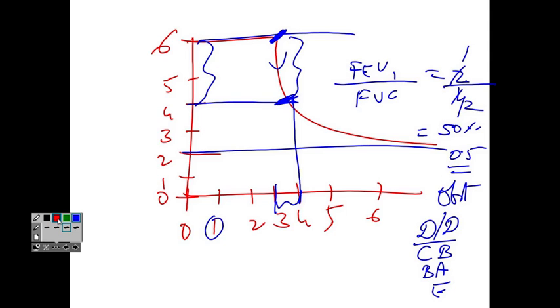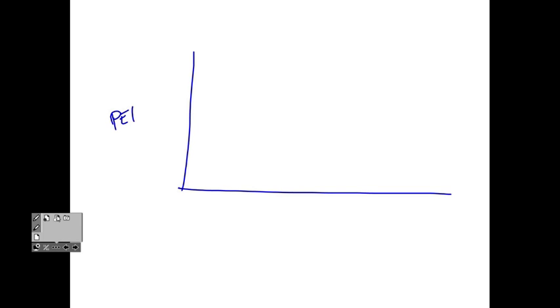Methacholine challenge test. So that's how you calculate the FEV1, FVC. Peak expiratory flow rate on the y-axis, volume on the x. Zero is this end, so you have to read the graph from zero, right?